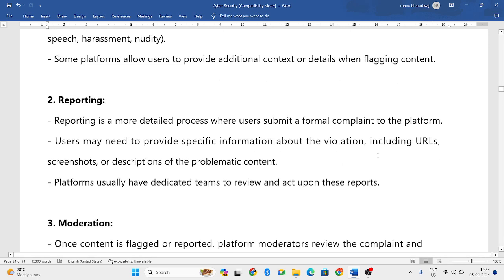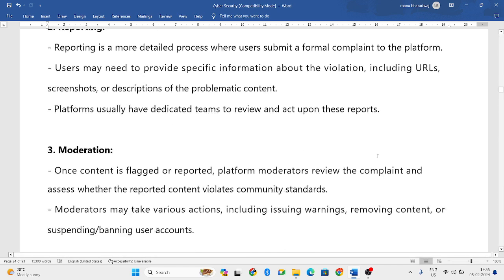Next is reporting. Reporting is a more detailed process where you are lodging a complaint to the service provider. Suppose you feel that some of the posts or the ads posted on the platform are very inappropriate. When you feel that, you can take a screenshot of the proof or any content which has caused you a problem, and then you can report that particular account itself or report that particular content, and you may express your feeling of inappropriateness towards that. That is all about reporting.